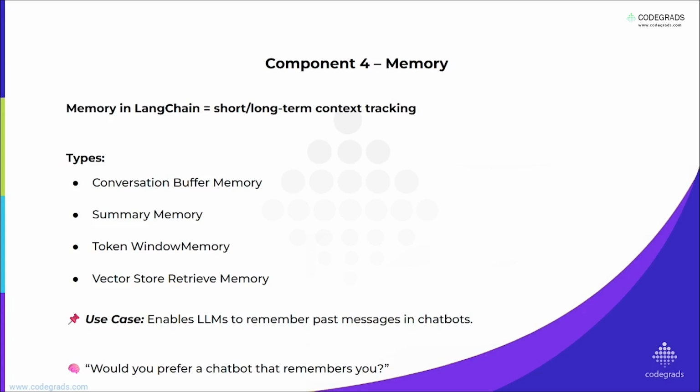The use case is enabling LLMs to remember past messages in a chatbot. If we need a chatbot to remember the previous conversation, then memory plays an important role. If I ask a chatbot about a previous record I mentioned earlier, it needs to recall the answers I had given or the documents I had passed. At that point, memory plays an important role. Now, the question for you guys: would you prefer a chatbot that remembers you? Of course, everyone would like a chatbot that knows our previous history and conversation, so much more prompting will not be required to give the chatbot the knowledge again.